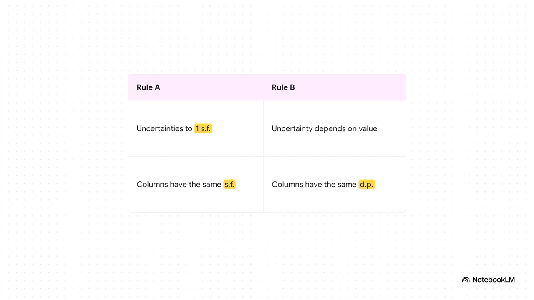On one side, you've got Rule A telling you, hey, uncertainties are always one significant figure, and all the values in a table column have to have the same number of sig figs. But then you've got Rule B saying, hold on, the uncertainty actually depends on the original value, and table columns need the same number of decimal places. So which one is it? It's no wonder everyone's confused. To figure this out, we've got to go back to basics.